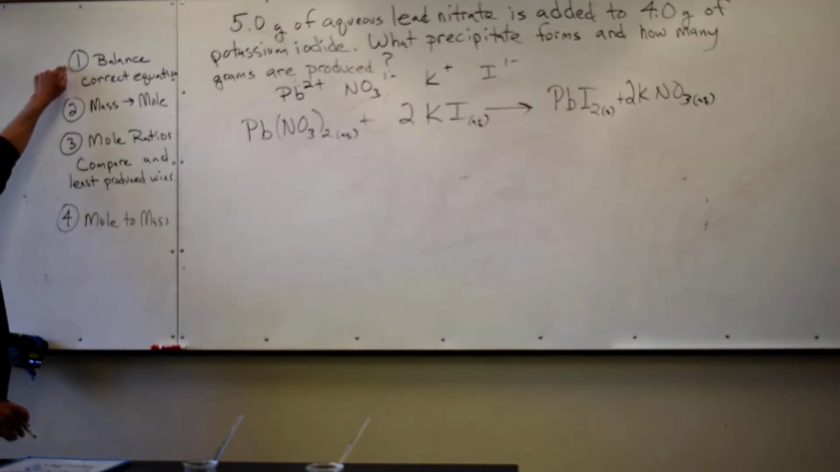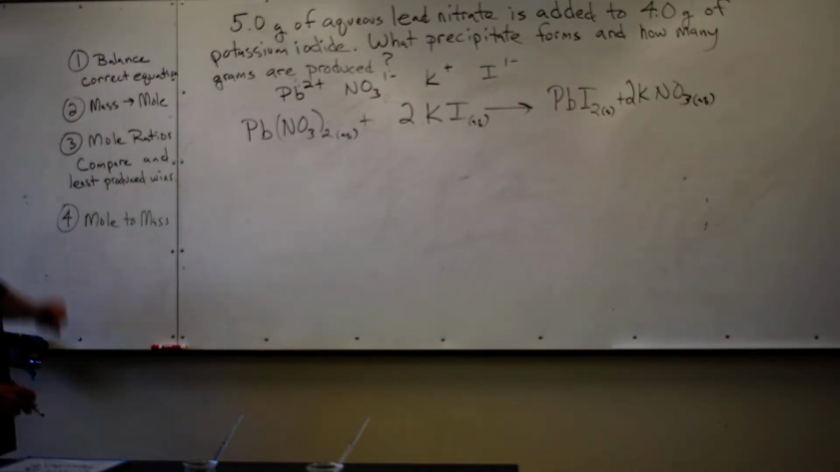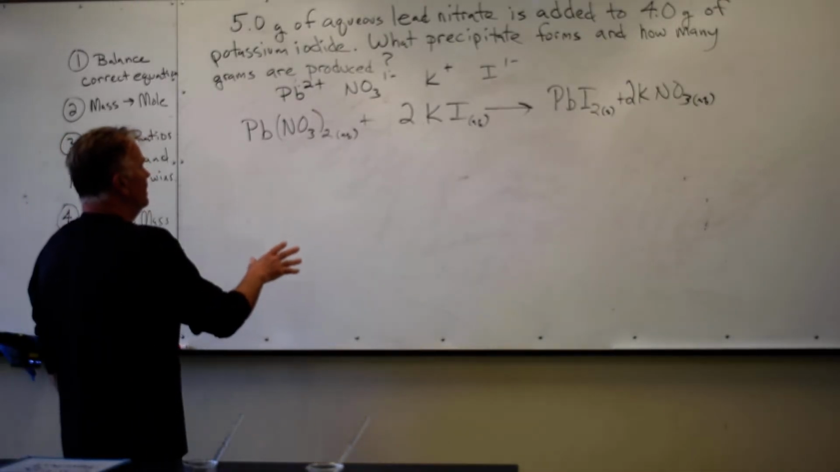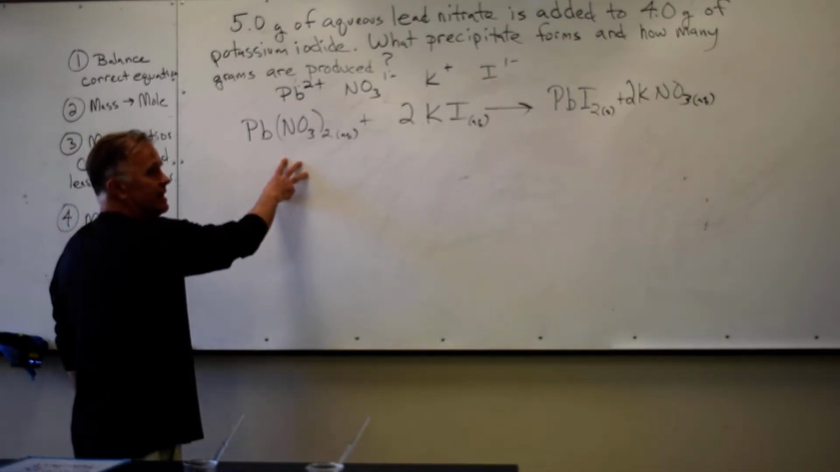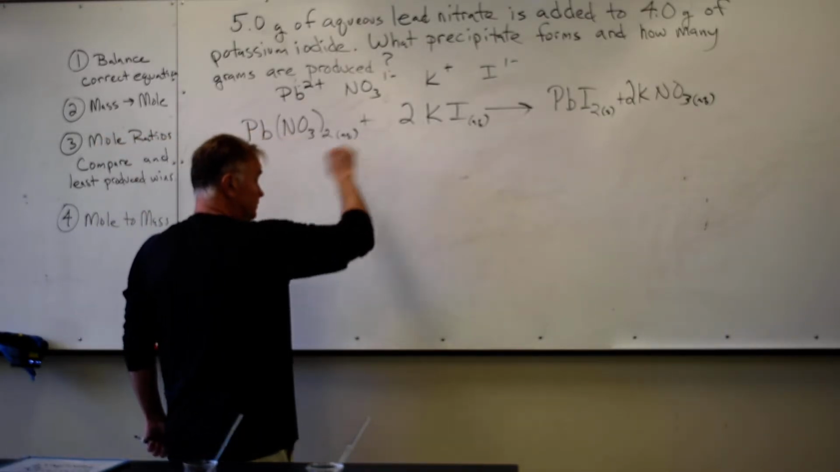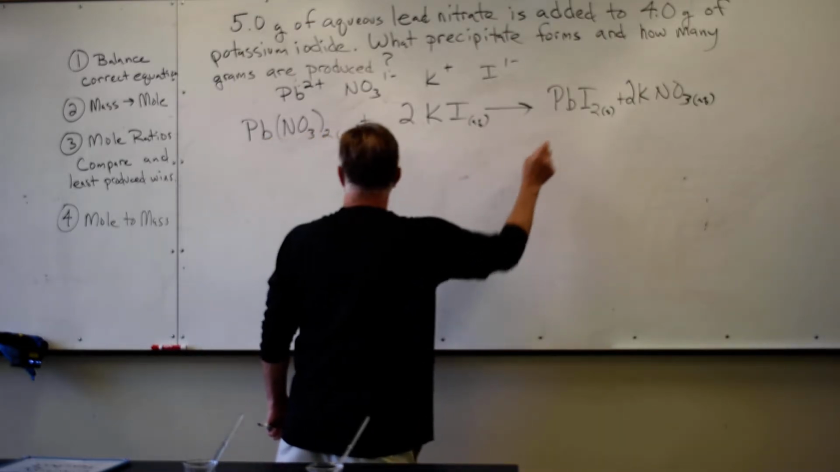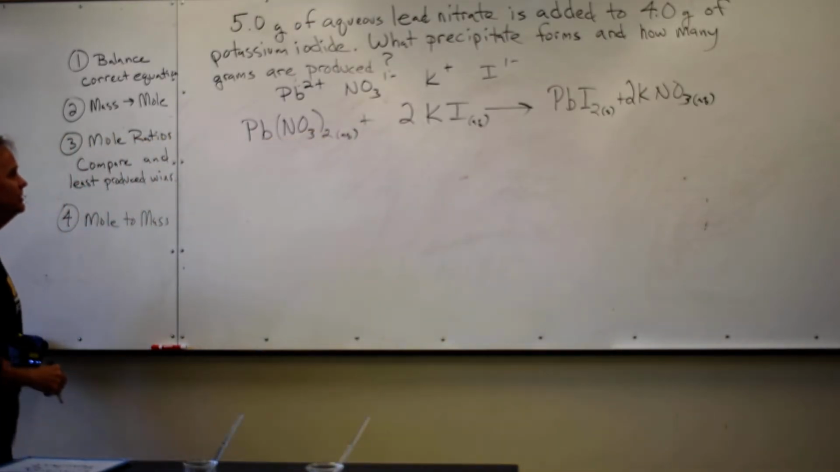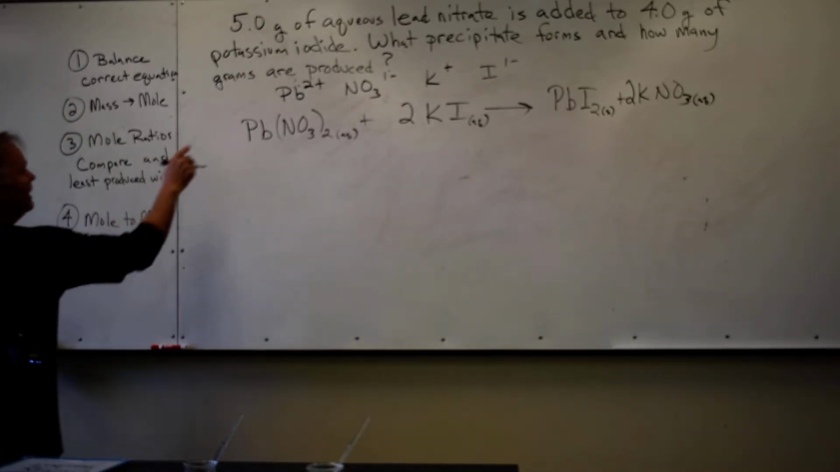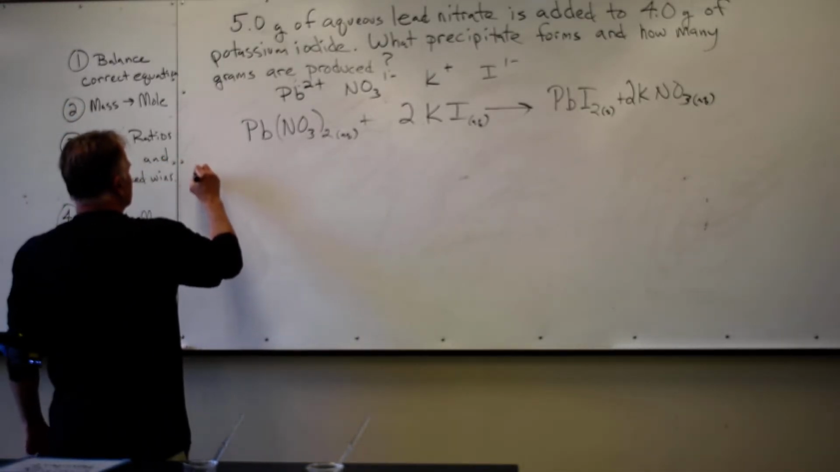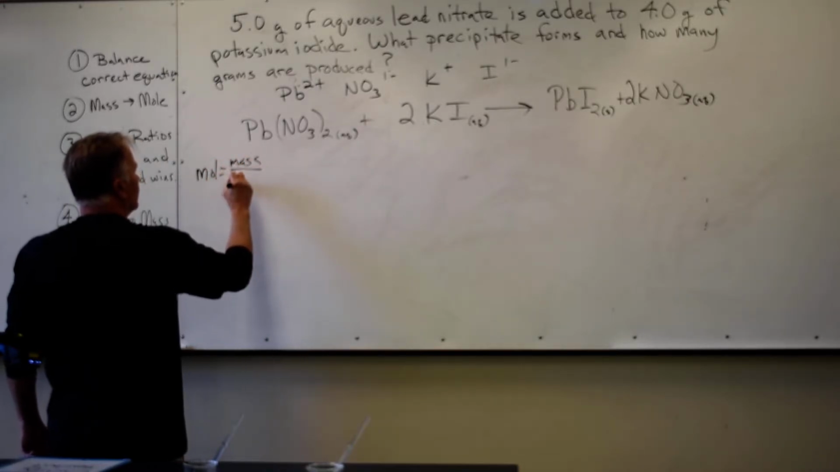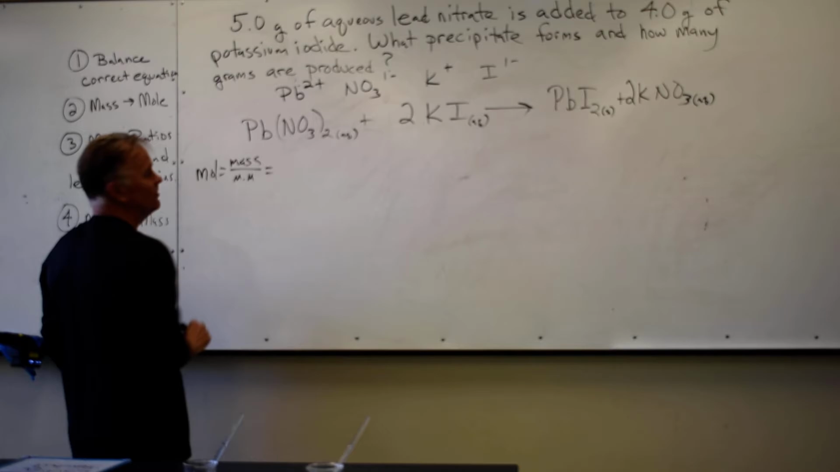All right, so we got this done, balanced correct equation. Mass to mole. What you have to do is figure out how many moles you have of the lead nitrate, and how many moles of the potassium iodide you have, and then you're going to see how much of the lead iodide will be produced from each of those. All right, so let's go. Mass to mole first. We have 5 grams. You guys recall, moles is mass over the molar mass. You can't forget that even after a month.